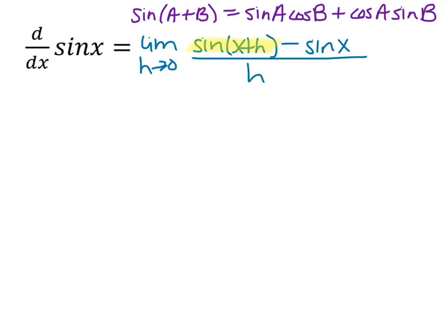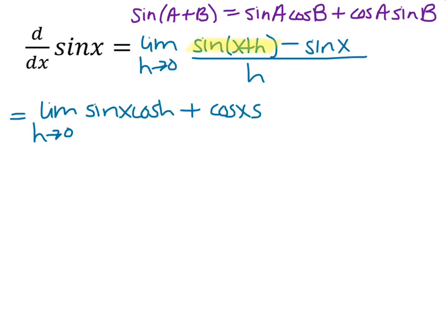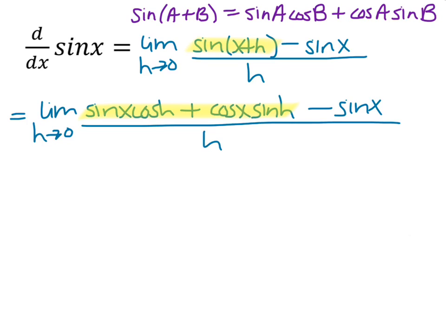And here we will apply the addition identity for sine. We can rewrite that as the limit as h approaches 0, using the formula above, sine of the first term x, cosine of the second term h, sine keeps the addition sign, cosine of the first term x, sine of the second term h. Checking that that is the correct formula as shown. Don't forget to subtract the sine x term, and we'll write this all over h.